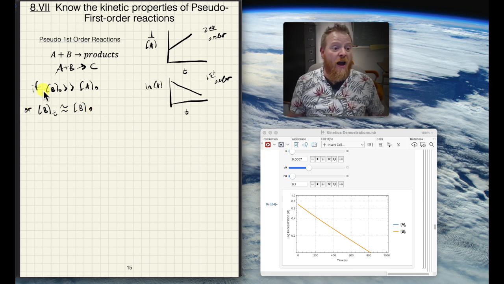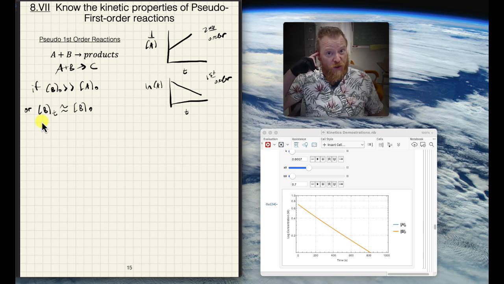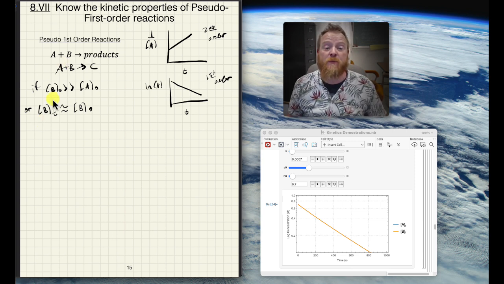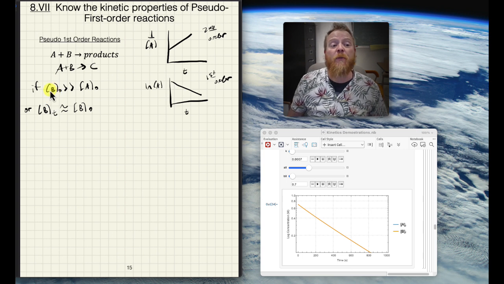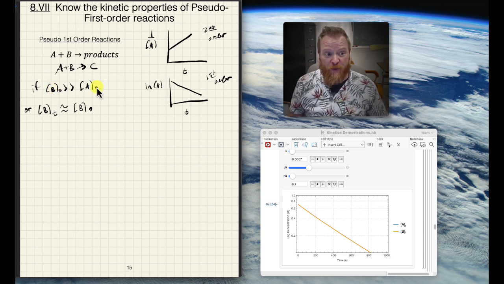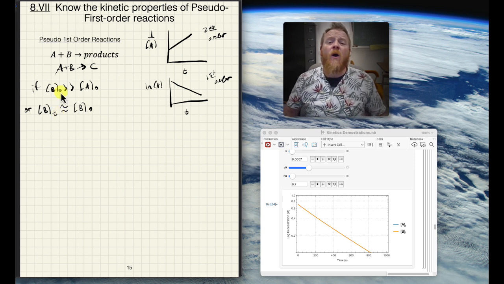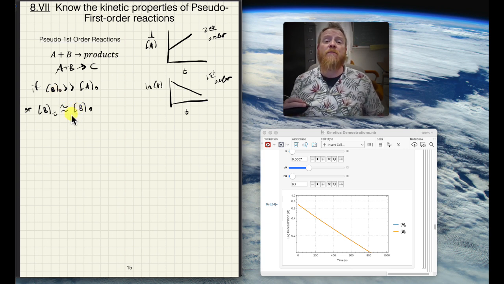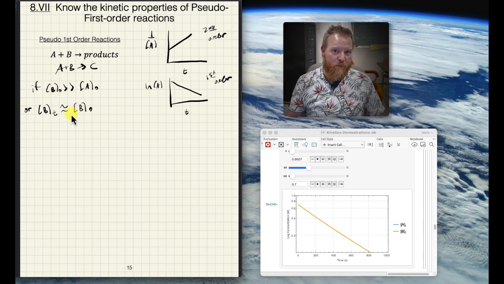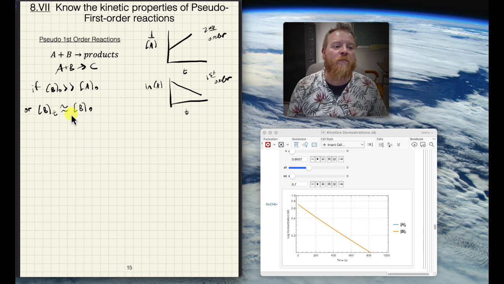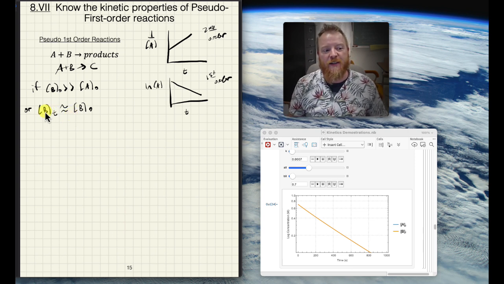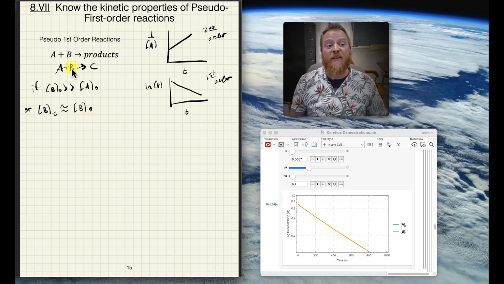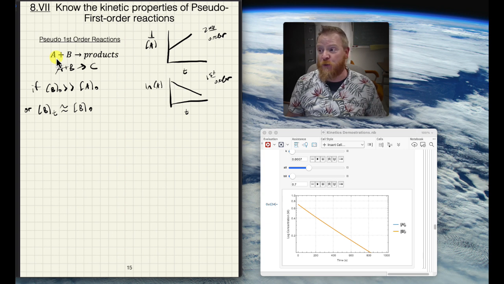So there could be one or two possible scenarios to give us pseudo first order reactions. If we purposely make B much, much greater than A, then the second one ensues automatically. Another option is that if A and B are both the same concentration, but we're steadily supplying B, so we're steadily adding more B as we go, such that the concentration of B at any time is roughly equal to the initial B concentration, then we'll also have this pseudo first order reaction.